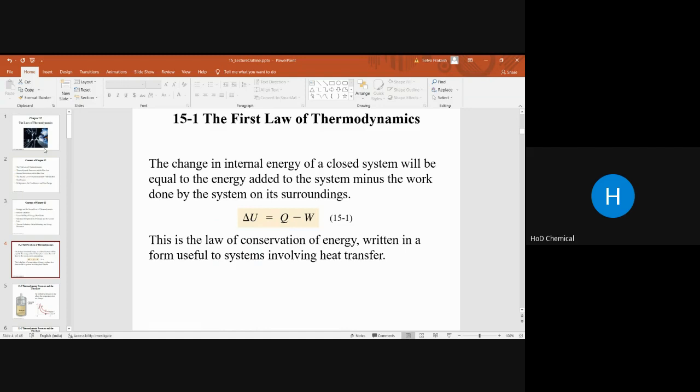Simply, you all know that del U is the internal energy, and how the internal energy is transferred into work and heat energy. The last sentence is that this is the law of conservation of energy written in a useful form for a system involving heat transfer.